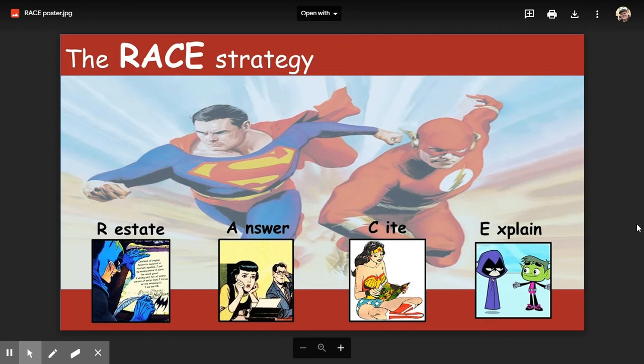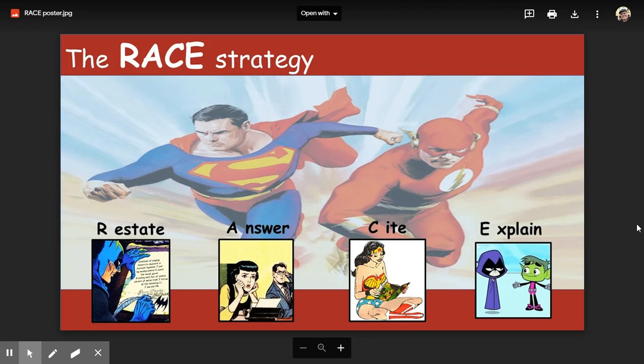Today, we're going to talk about the RACE strategy, which is a writing strategy you can use when responding to writing prompts. Your answers are typically going to be a paragraph or even longer. You can actually use this strategy to create a five paragraph essay and create a sandwich out of it. And I'm going to teach you all how to do that.